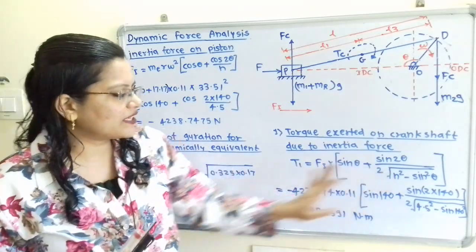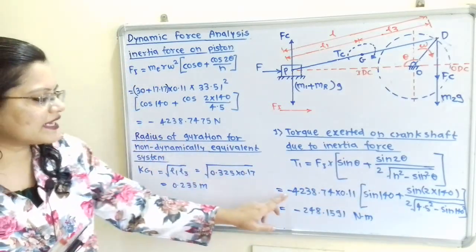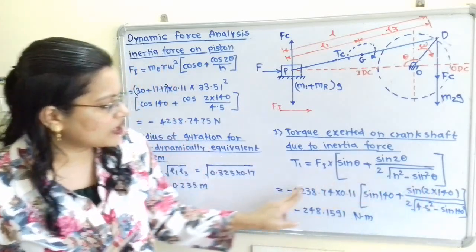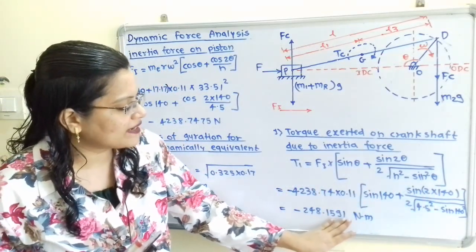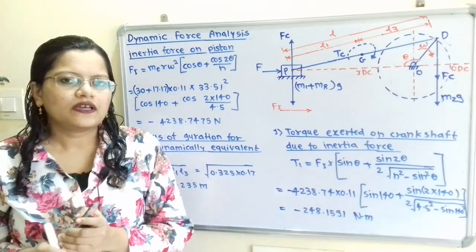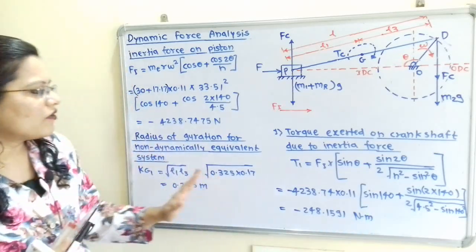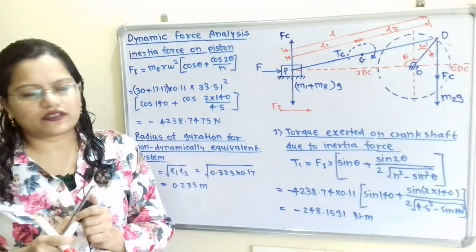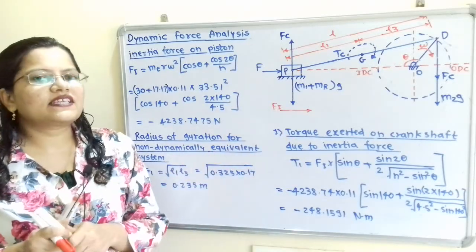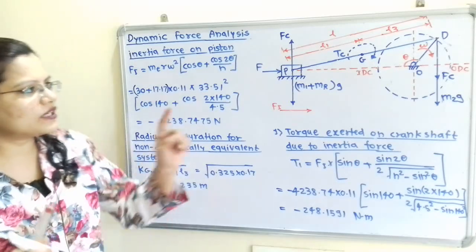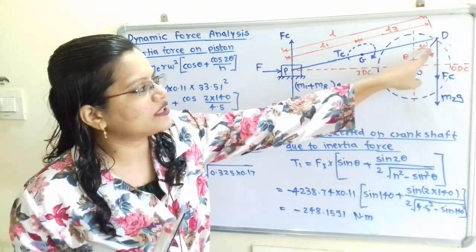So we have to put the value. So this Fi is having negative sign, and we will put all the other values, and answer is minus 248.1591 Newton meter. Now if we observe what is the direction for this torque due to this inertia force. So it is always in the opposite direction to the direction of this crank or this omega.